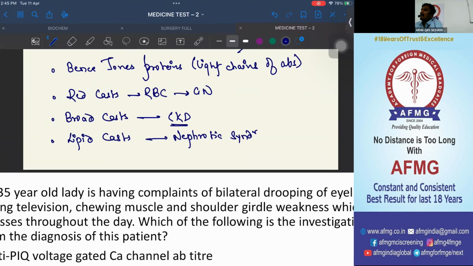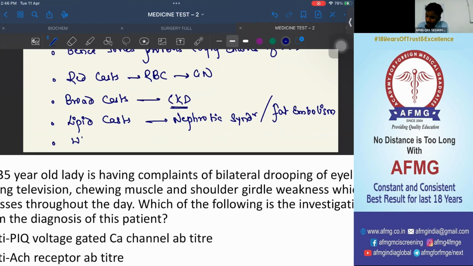Apart from this, there is one respiratory condition where there can be presence of fat globules or these lipid casts in the urine or the sputum of the patient. What is that? Fat embolism syndrome, right? In fat embolism also there is presence of lipids or fat globules inside the urine of the patient. Now that will also lead to lipid casts.